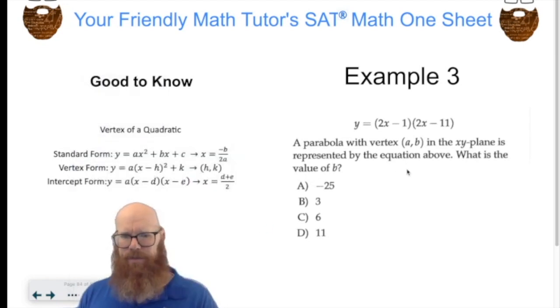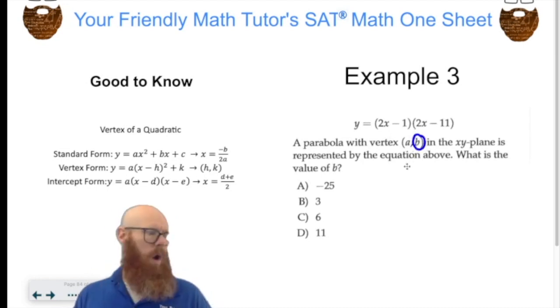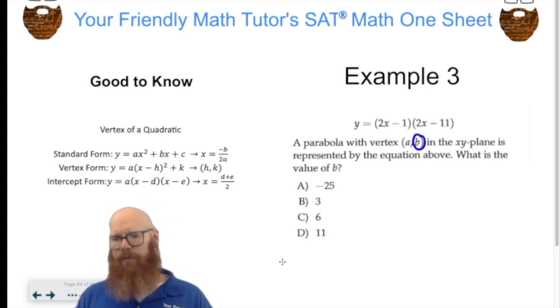So let's take a look at our first example based off of the vertex of a quadratic, our third example overall. The parabola of the vertex is (a, b) is represented in the equation above. What's the value of b? So this is just, they like to change letters. This is just a fancy way of saying what's the y coordinate of the vertex.